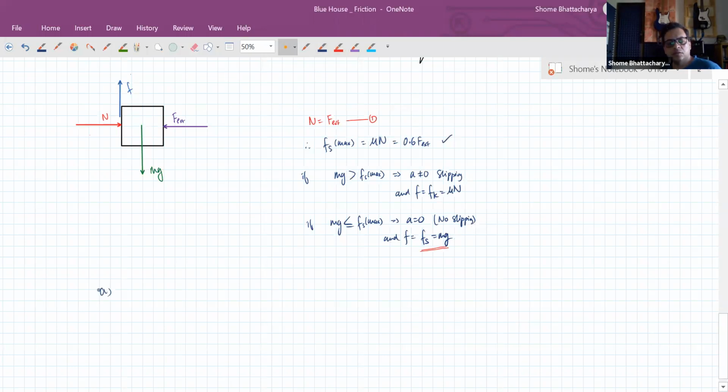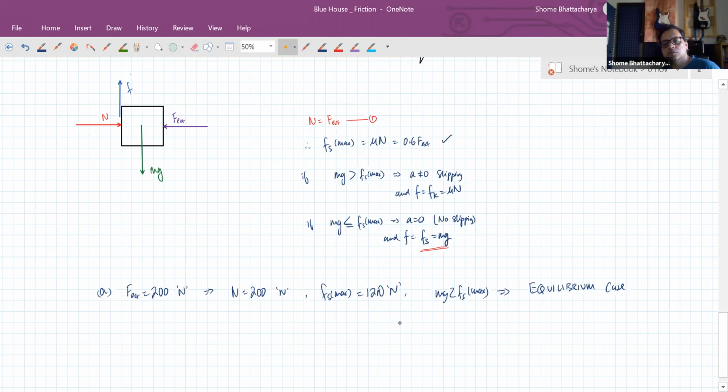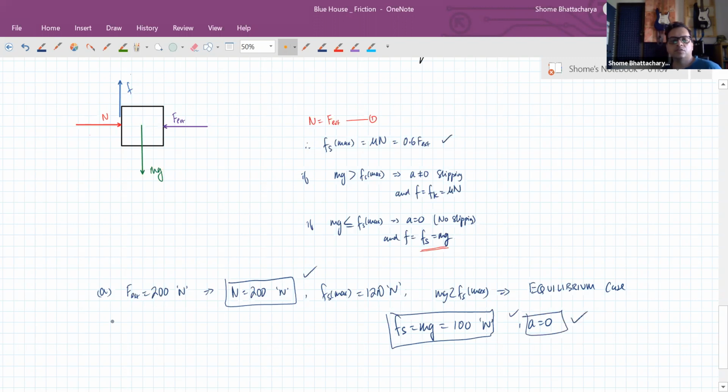so in A part, the external force we are applying is 200 newtons. So normal reaction is 200 newtons. So maximum friction available is 120 newtons. So you can see that mg is less than maximum. So there is the equilibrium condition. Okay. So static friction will balance mg equal to 100 newtons. Acceleration will be zero. And normal reaction already is this. So this, and this are the three things we were asked to calculate in this part.